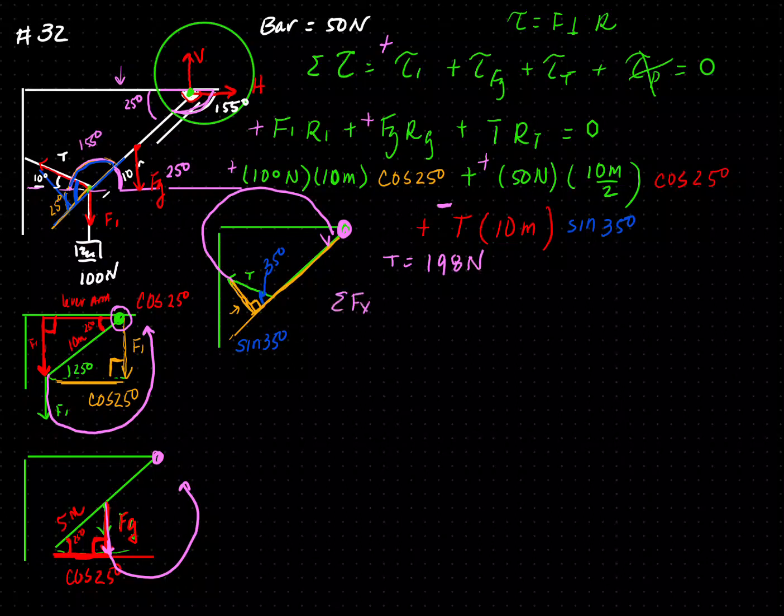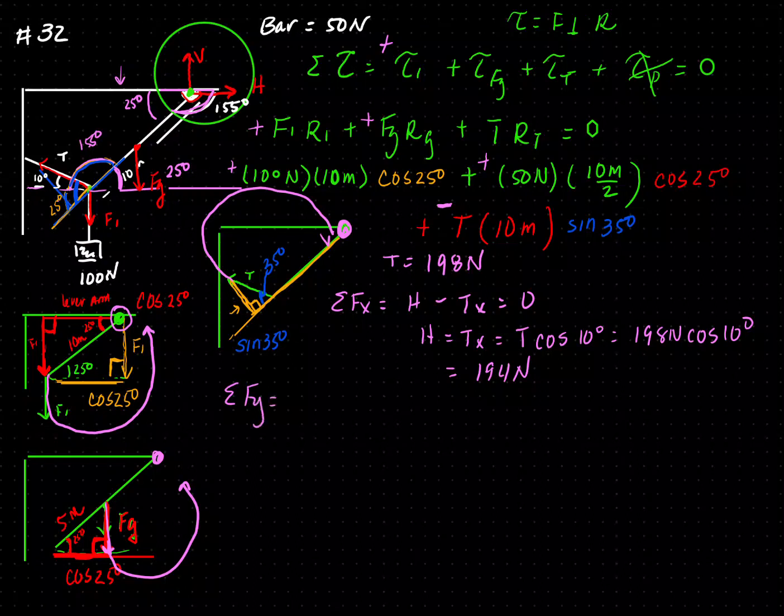Sum of Fx is equal to my H going to the right minus my Tx going to the left. This is equal to 0. So H is equal to Tx, which is equal to T cosine 10 degrees. So this becomes 198 newtons cosine 10 degrees, equals 194 newtons.